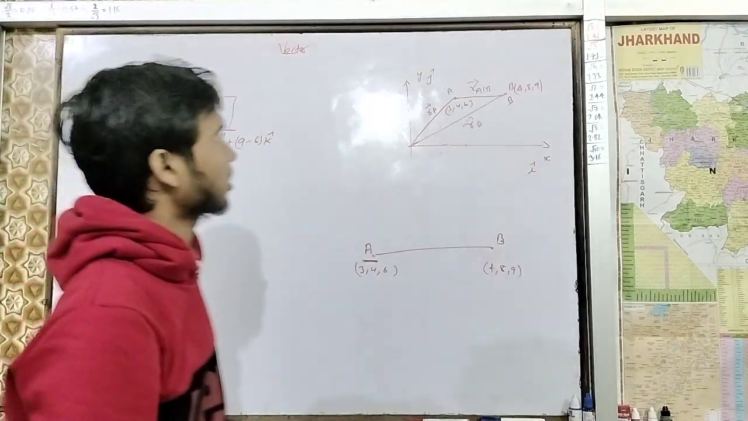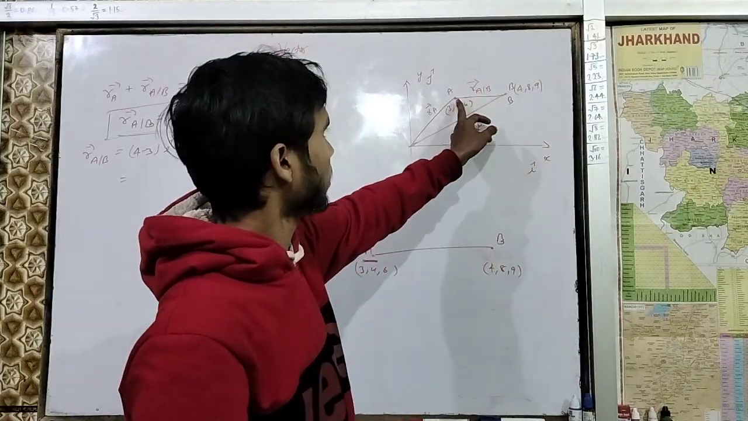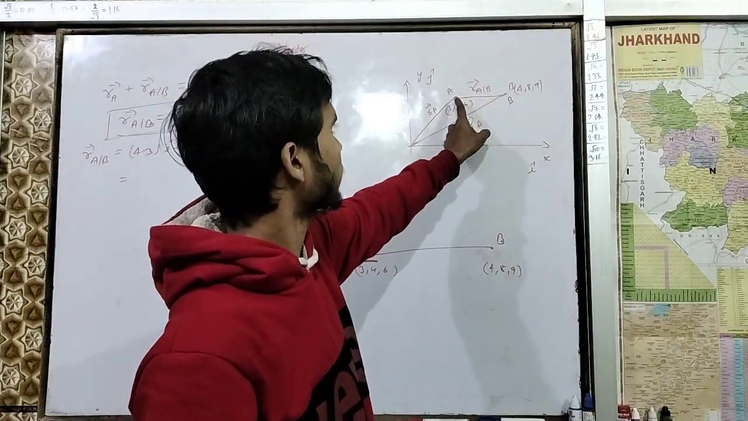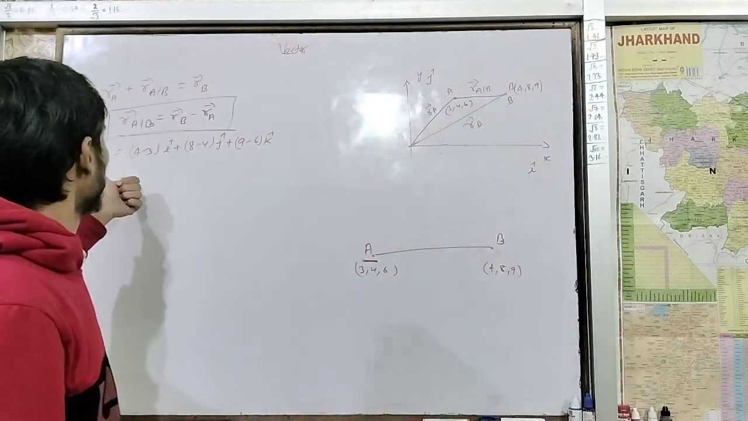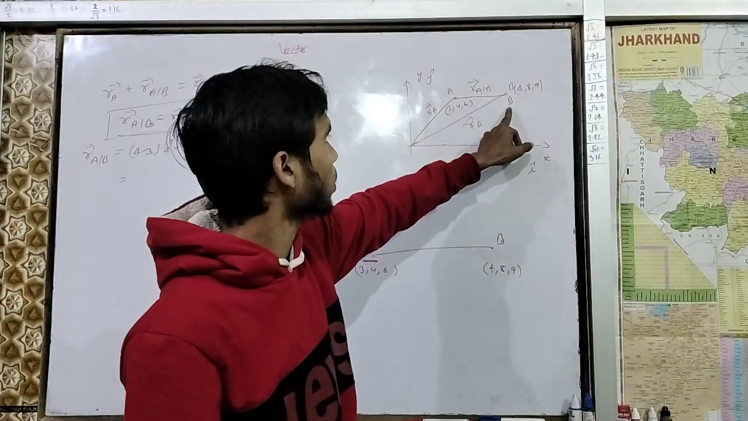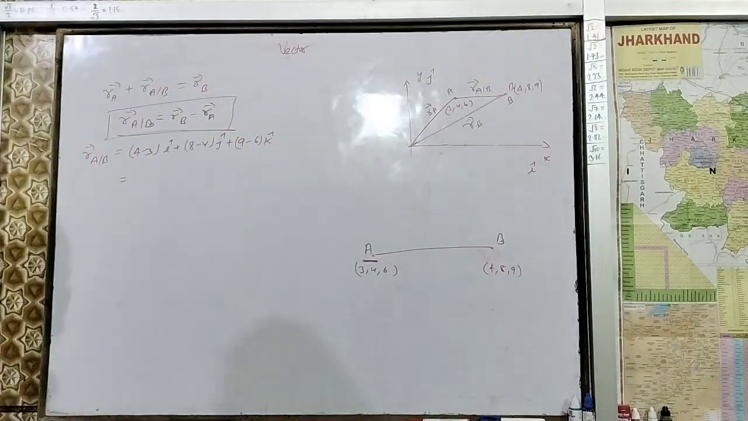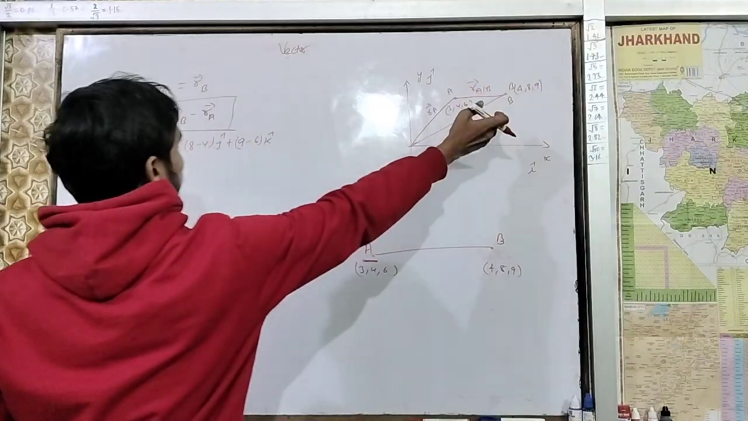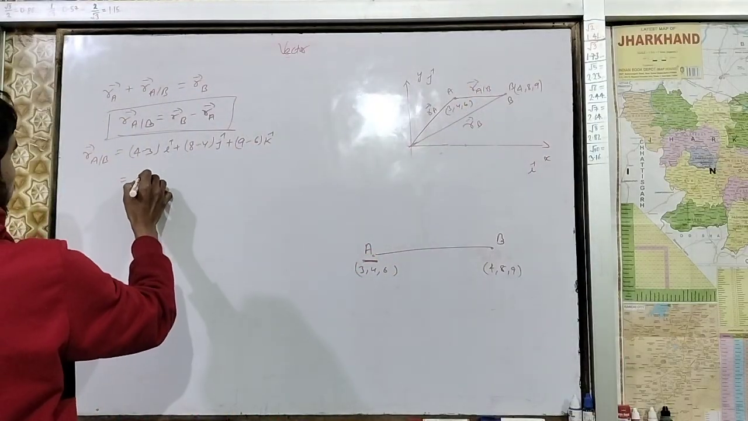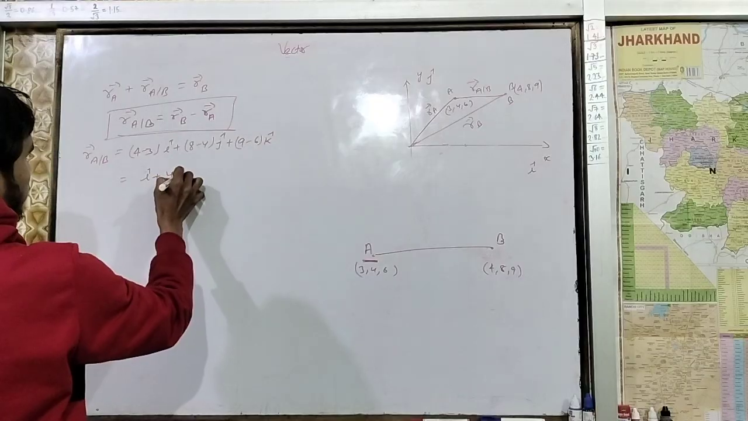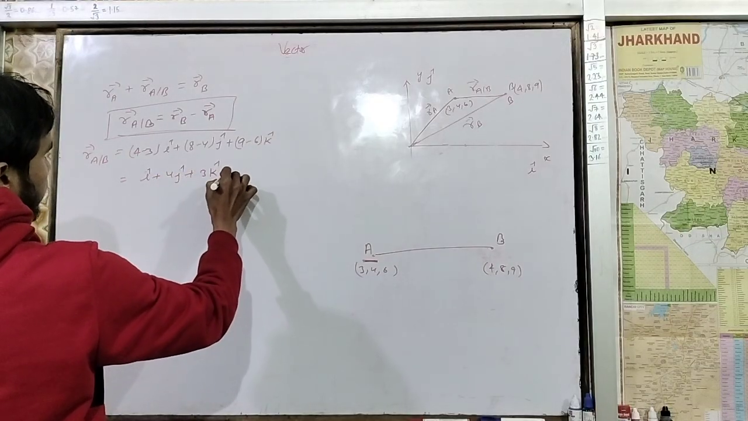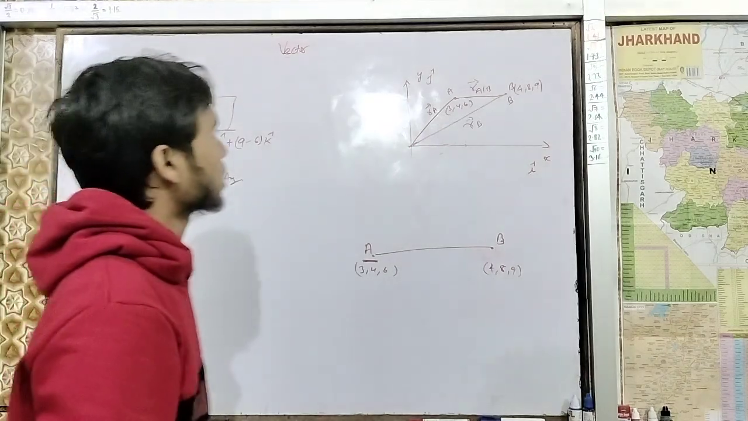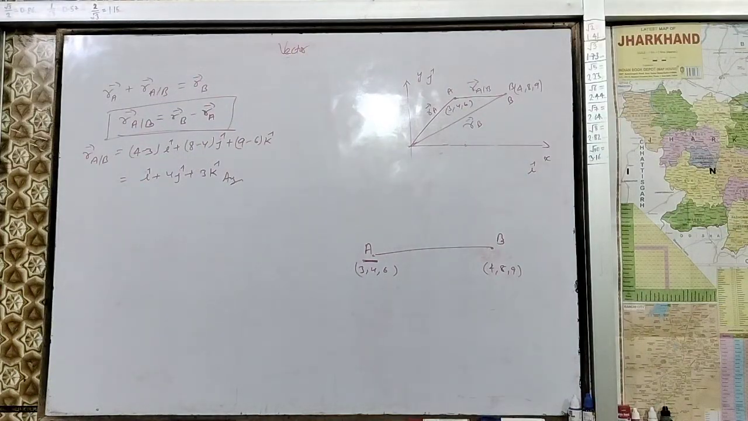We are calculating this displacement between A and B. The reference point is B, I think. Position vector of A, going from B to A, is i cap plus 4 j cap plus 3 k cap. This is our displacement from B to A.